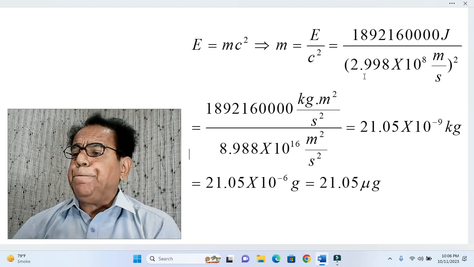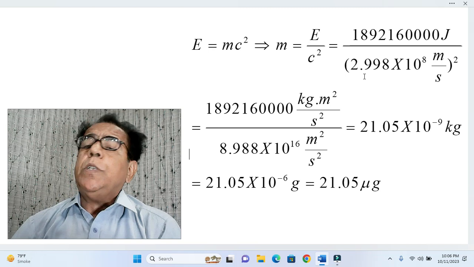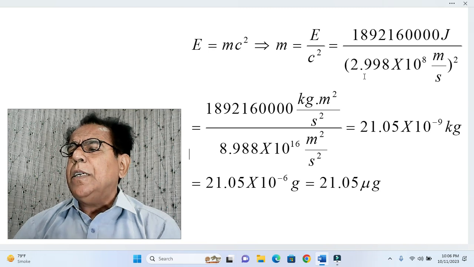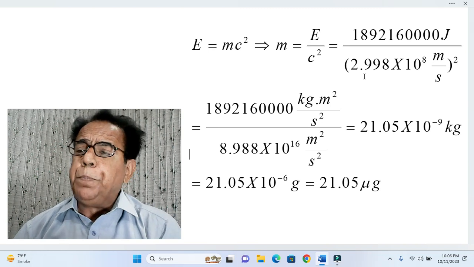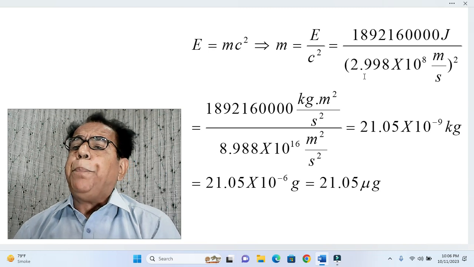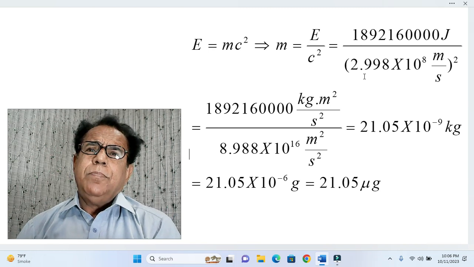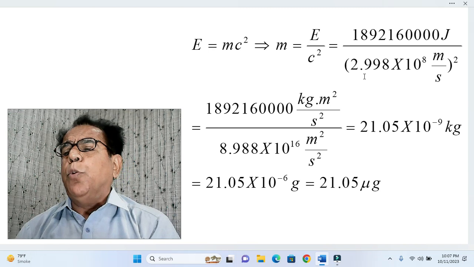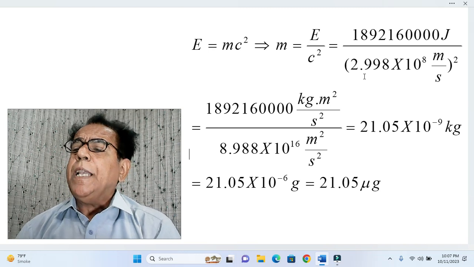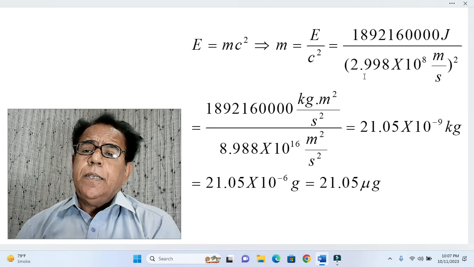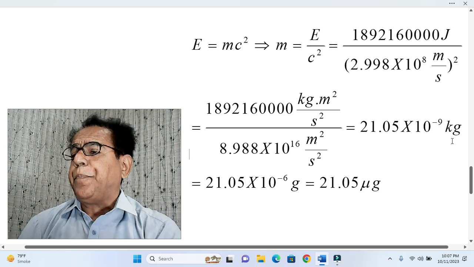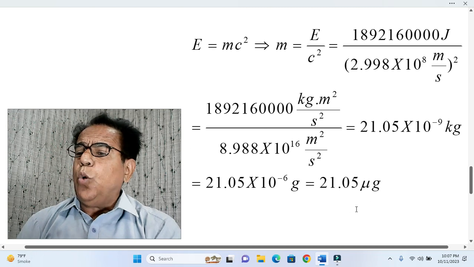Dear students, this 10 raised to the power minus 9 is actually nano. But if we call this term 21.05 nano kilogram, then nano is a prefix which means 10 raised to the power minus 9, and kilo is also a prefix which means 10 raised to the power plus 3. Two prefixes are not appropriate. Nano and kilo cannot be combined at a single stage. So we convert kilogram into gram.